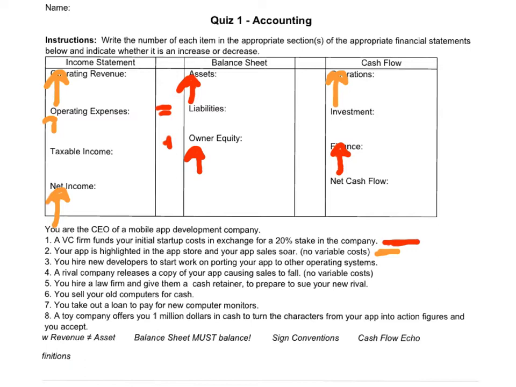So let's go ahead and move over to a new color for the third question. So we're now yellow. You hire new developers to start work on porting your app to other operating systems. You haven't quite done it yet. So what's going on is that there's this increase in operating expenses, and what you're having is a decrease in net income and a decrease in cash from operations.